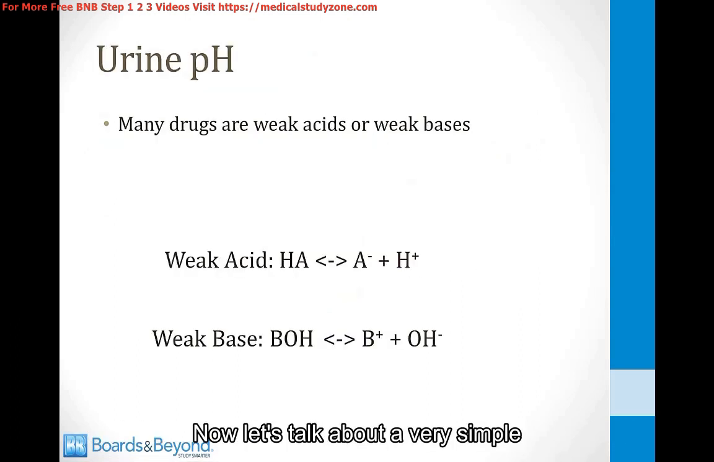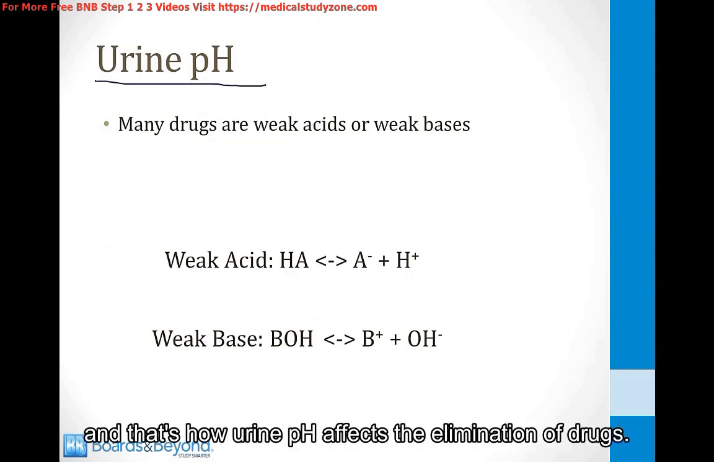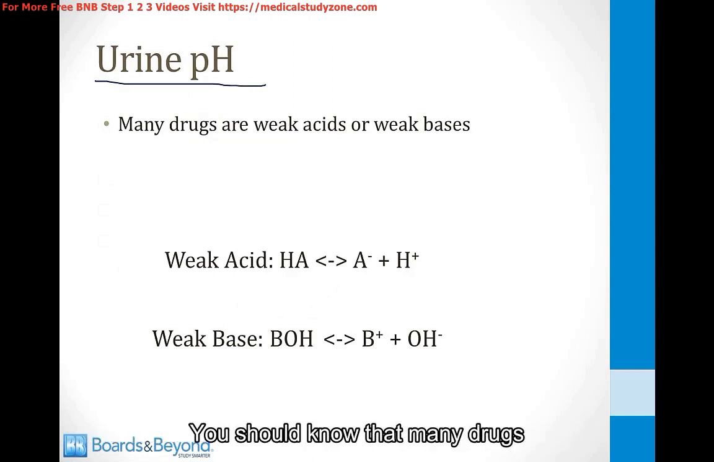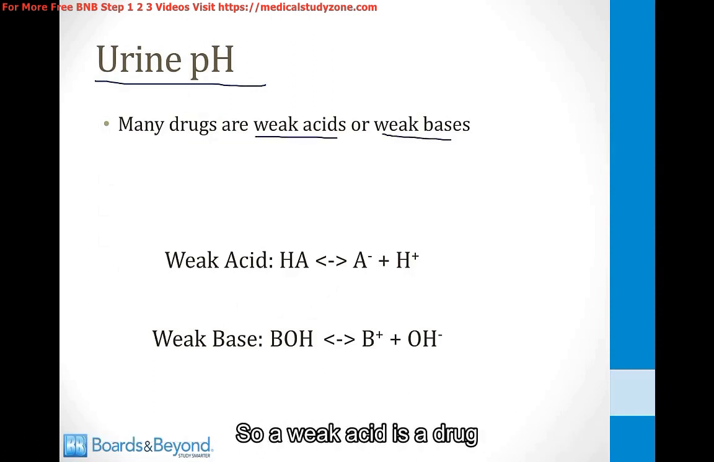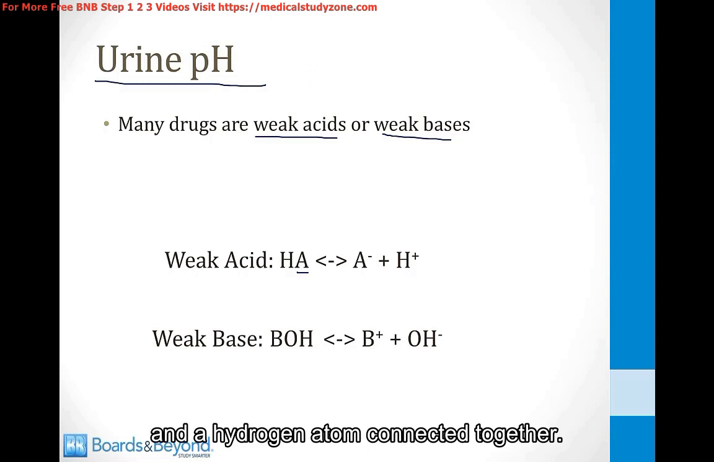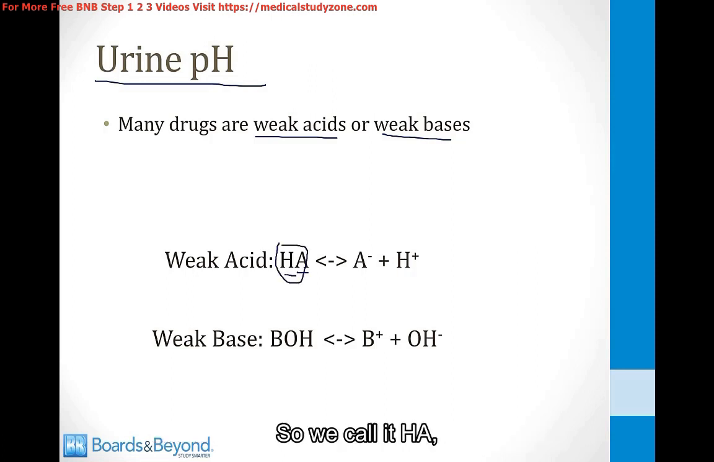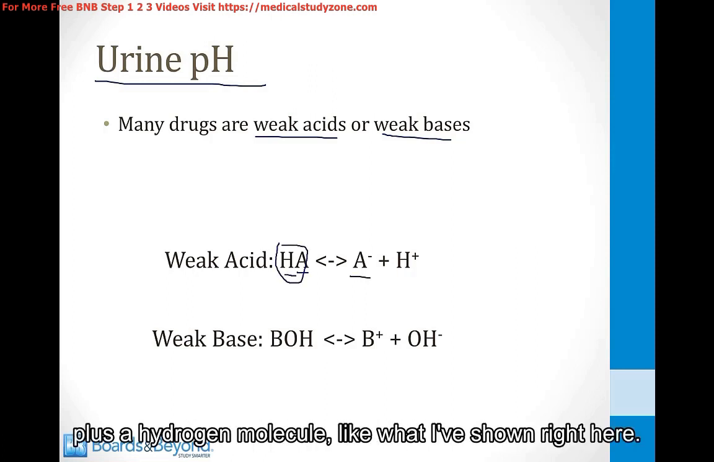Now let's talk about a very simple but high-yield topic for step 1, and that's how urine pH affects the elimination of drugs. You should know that many drugs are either weak acids or weak bases. So a weak acid is a drug that likes to give up a hydrogen atom. So it's some anion, A, and a hydrogen atom connected together, so we call it HA, and it can fall apart and become the anion plus a hydrogen molecule, like what I've shown right here.